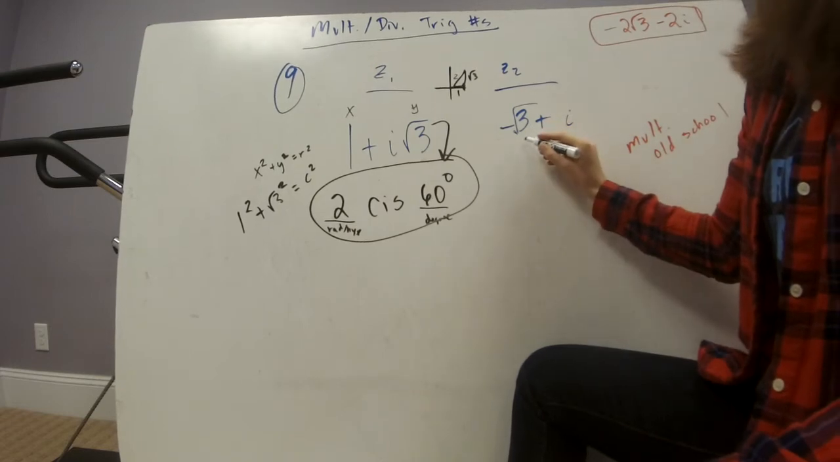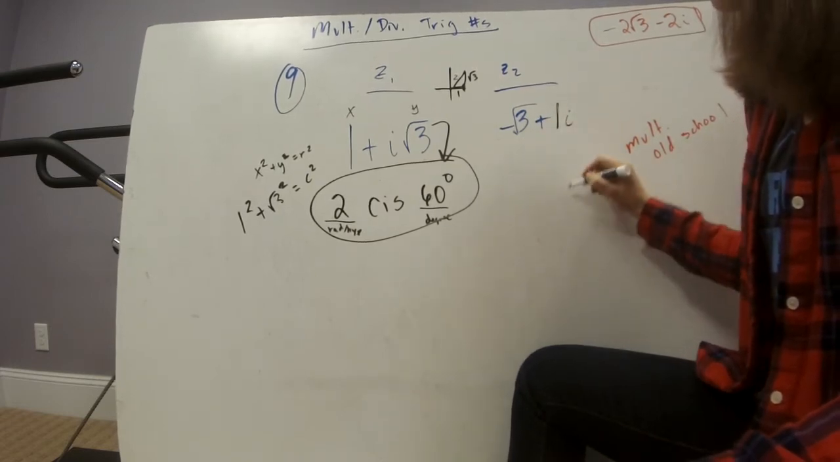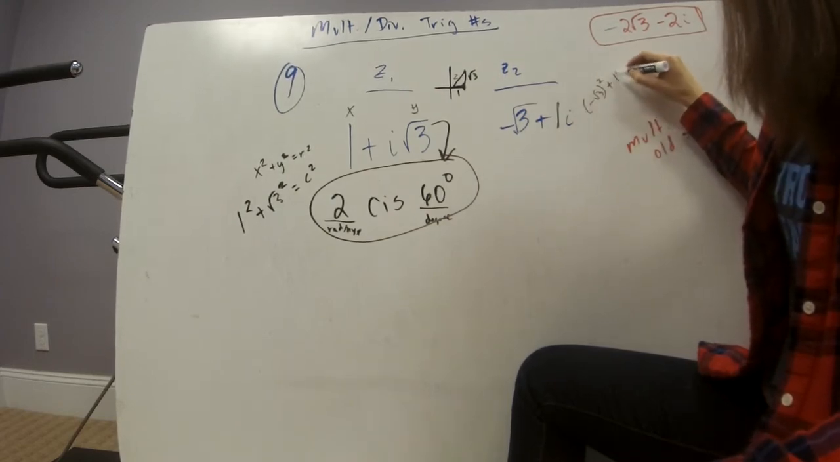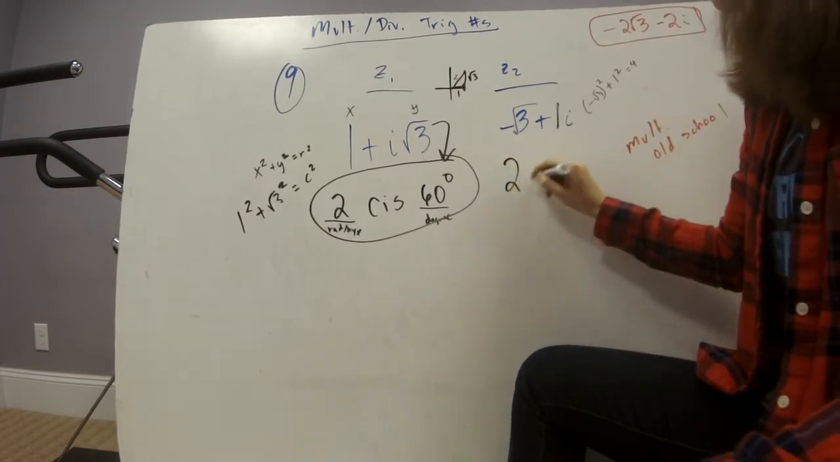Alright, so now same thing here, except this is negative root 3 plus 1i, right? There's an invisible 1 there. So this is actually still going to have a magnitude of 2, because negative root 3 squared is 3, plus 1 squared is 1. So that's still 4, square root is 2. So this is 2 cis.